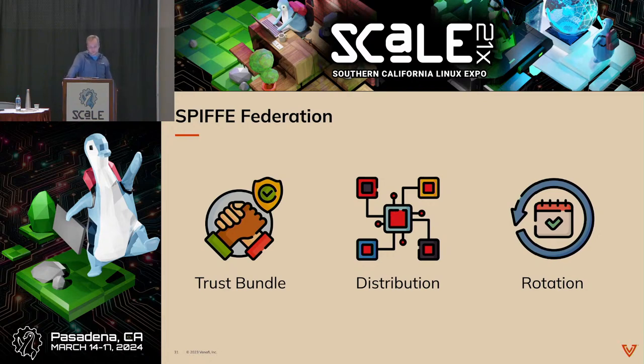The three most common use cases for federation are, first, to segment environments with different levels of trust, as I talked about with the shared and the production and the shared and the dev, for example. A second use case for SPIFFE federation is between different companies.